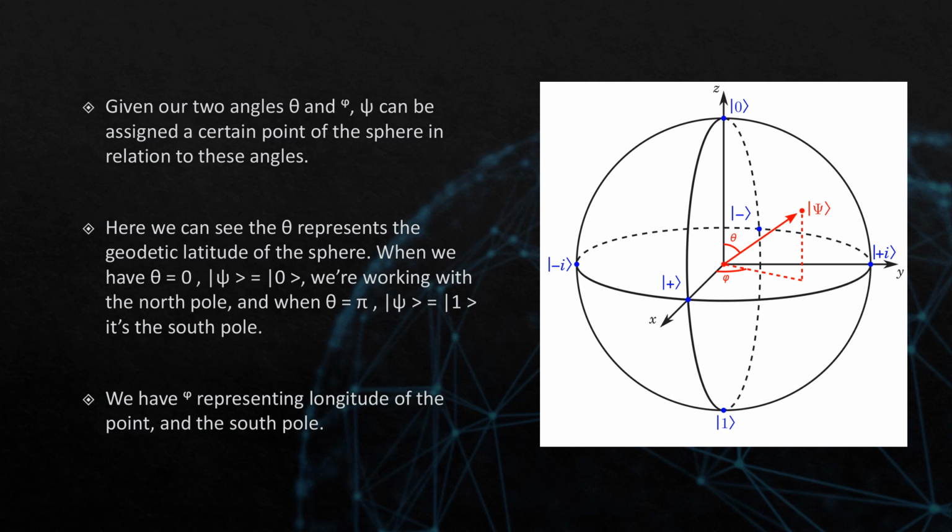Here we can see that theta represents the geodetic latitude of the sphere. When we have theta equals 0, phi equals the 0 state. We're working with the North Pole. And when theta equals pi, phi is equal to the 1 state in the South Pole. And we have psi representing the longitudinal point.